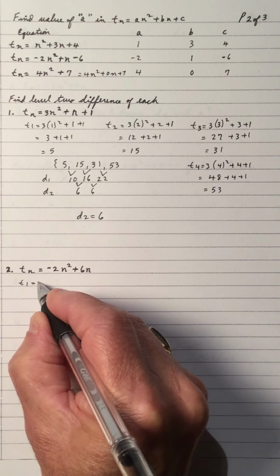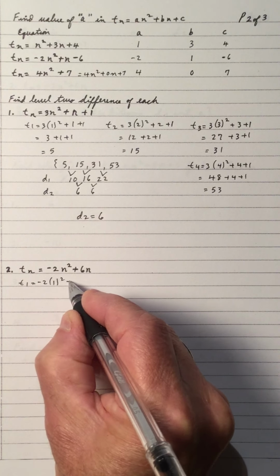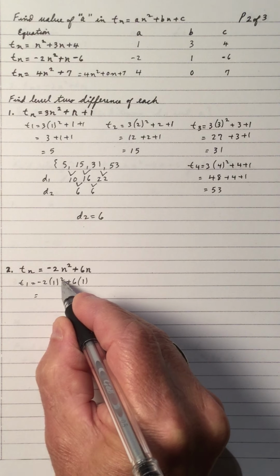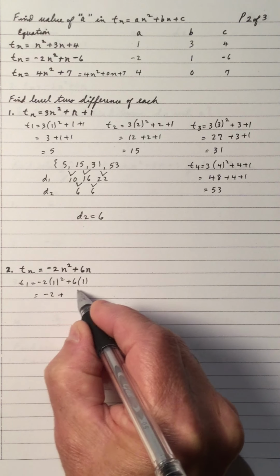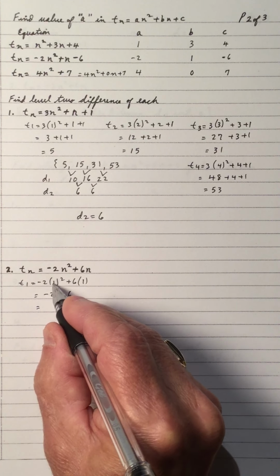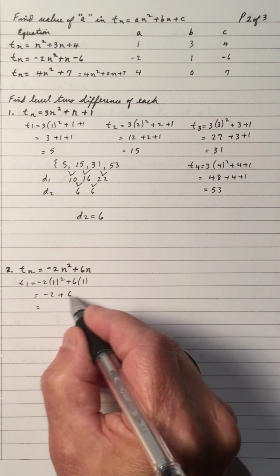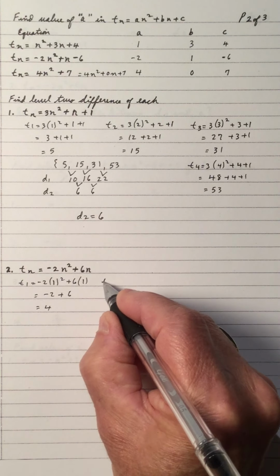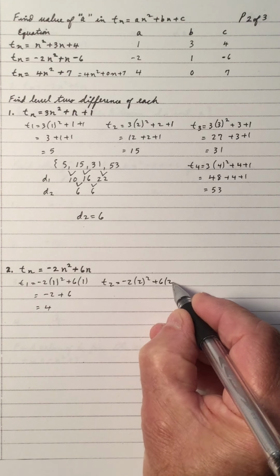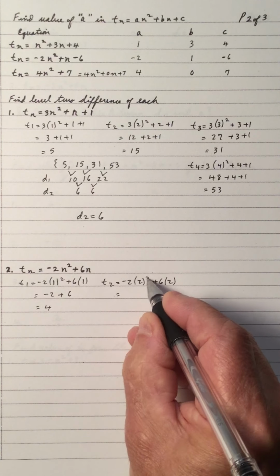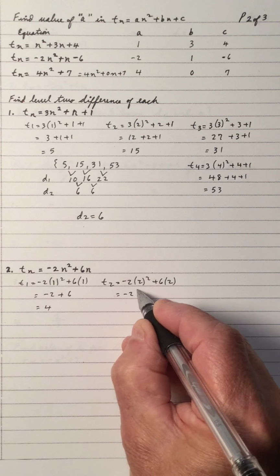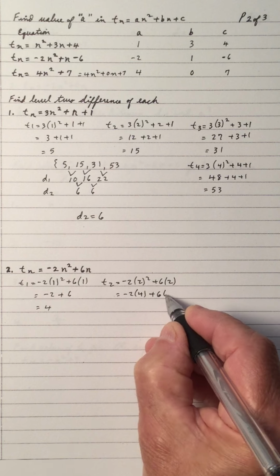So let's go again. What is T1? Negative 2 times 1 squared plus 6 times 1. We square first to get 1. Negative 2 times 1 is negative 2. And 6 times 1 is 6, because we have to do the power first, then we multiply, and we add last to get the 4. So T2: negative 2 times 2 squared plus 6 times 2. So we have to square first to get the 4, negative 2.